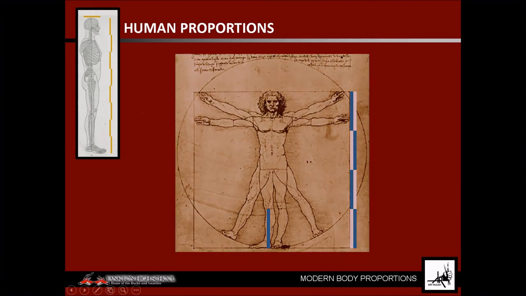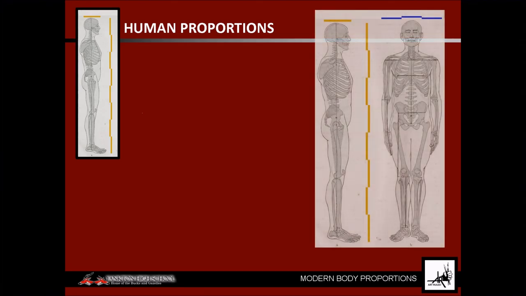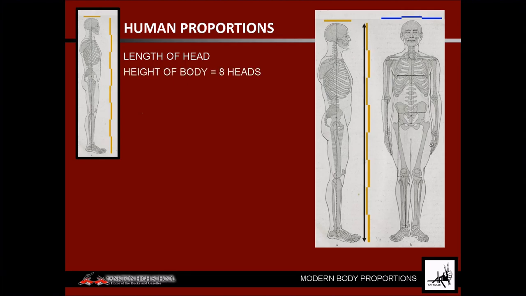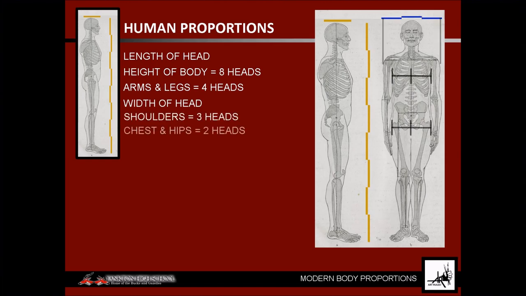Modern ideas on the proportions of the human body continue to use many of Leonardo's ideas, but it uses the length of the head as the norm. The body is 8 heads high, with arms and legs being 4 head lengths. The width of the head is used for frontal proportions. The width of the body at the shoulders is 3 heads. The width of the chest and hips is 2.